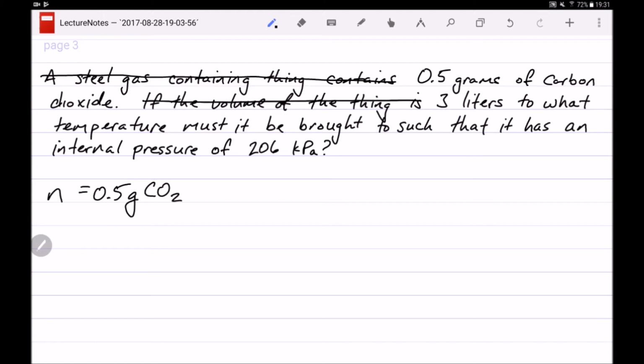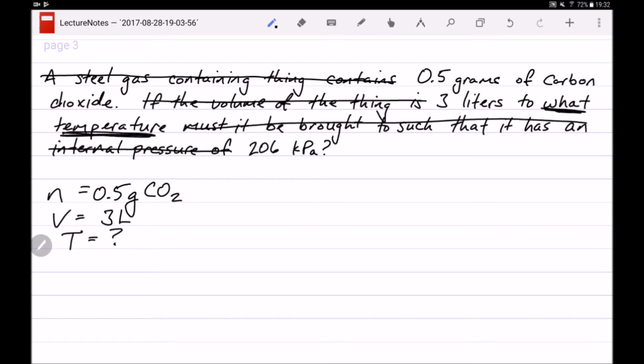Blah, blah, blah. 3 liters. Okay. Blah, blah, blah. Oh, there's my question word. What temperature? So question mark temperature. Blah, blah, blah. 206 kilopascals. So that's my pressure, because kilopascals is my pressure.